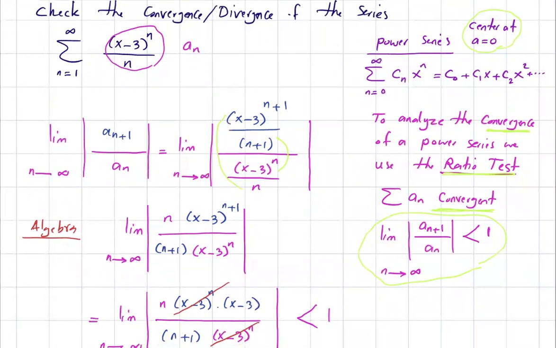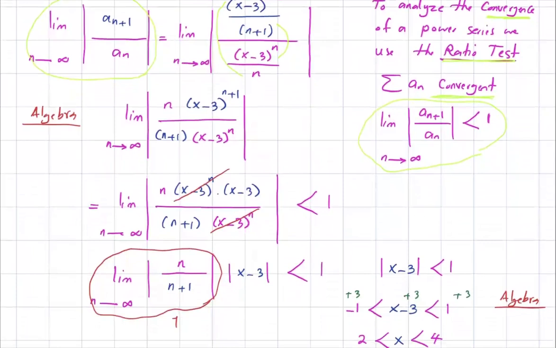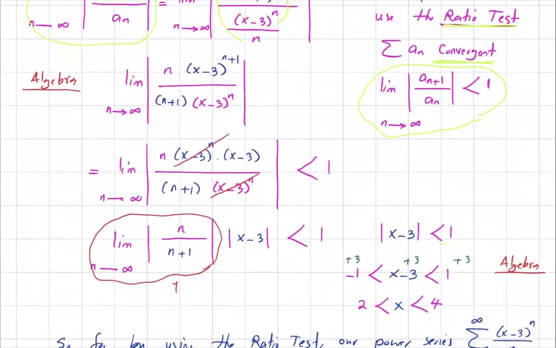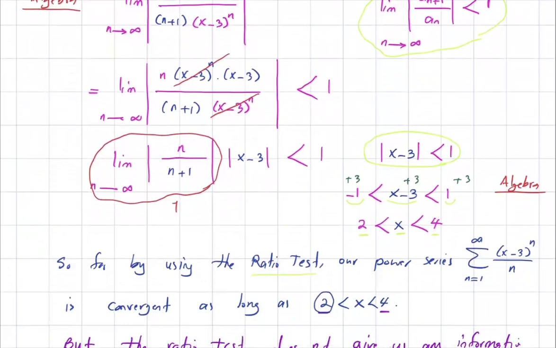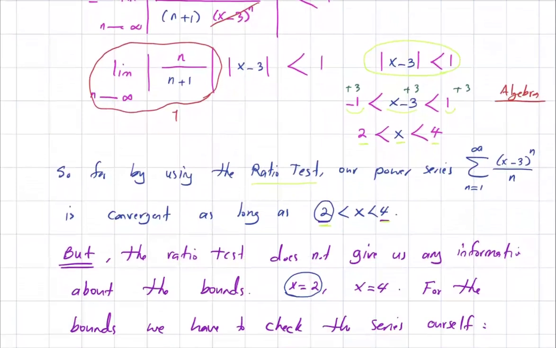So we do a little bit of algebra. We find the limit of the absolute value of an plus 1 divided by an, and we end up with this simplified version: absolute value of x minus 3 less than 1. From algebra, x minus 3 is bounded between -1 and 1, so x is now bounded between 2 and 4. We are not done yet. Why is that? Because the ratio test doesn't give us any information about the left bound and right bound. We have to do it manually ourselves.